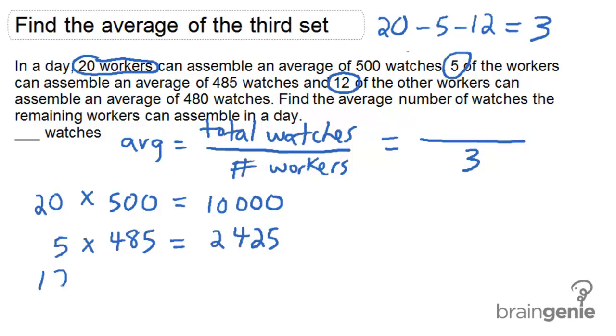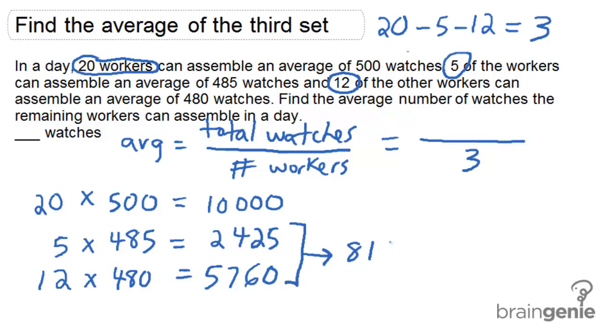And lastly, 12 other workers made 480 each on average. So that's another 5,760 of the watches. So if we were to add these up, 17 of the workers made 8,185 watches.